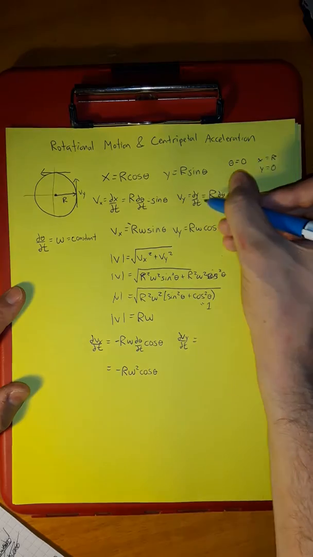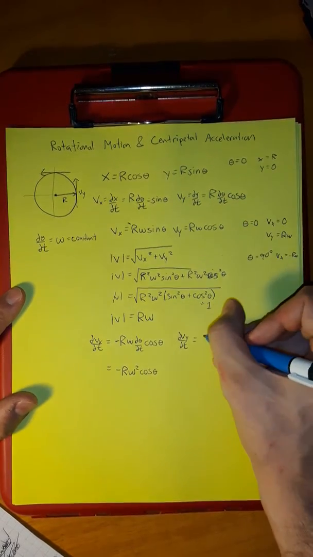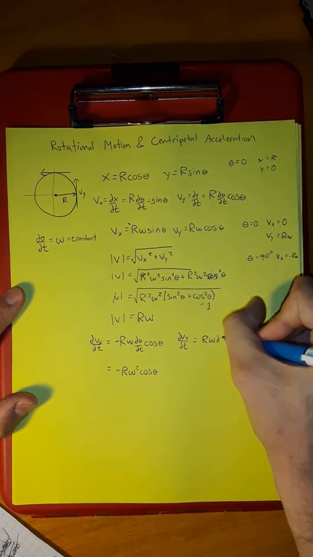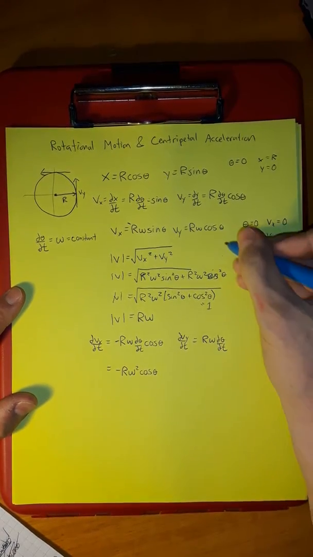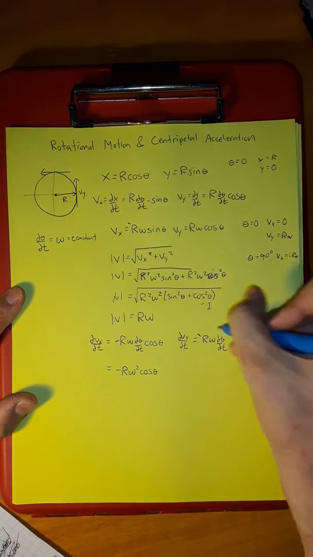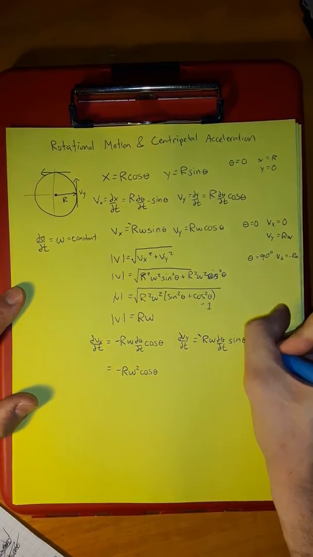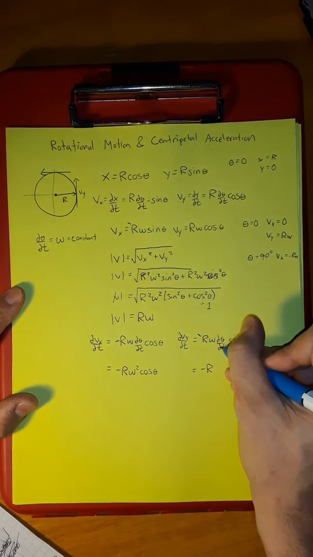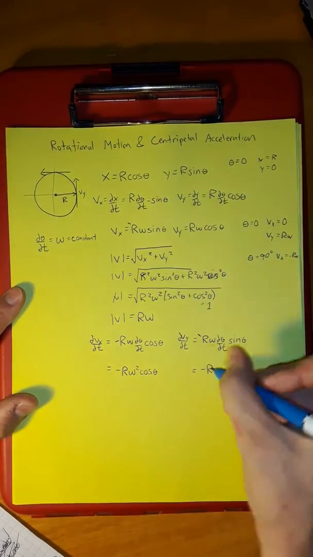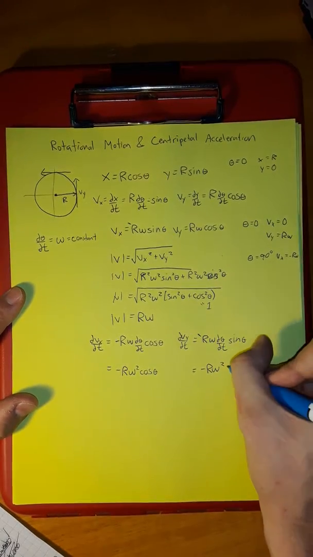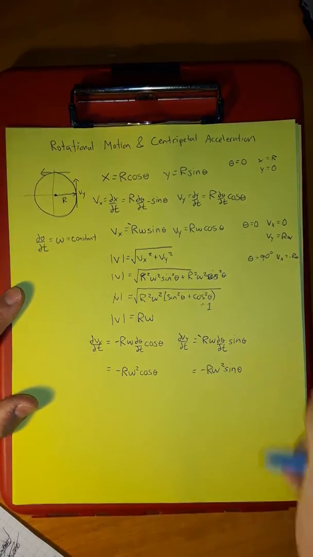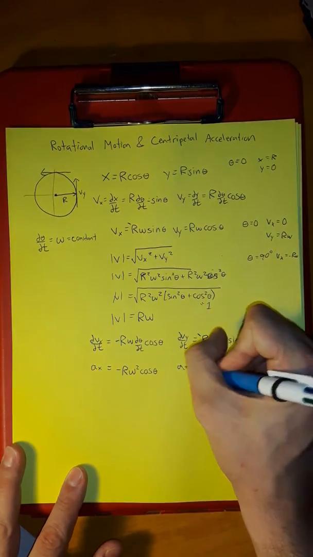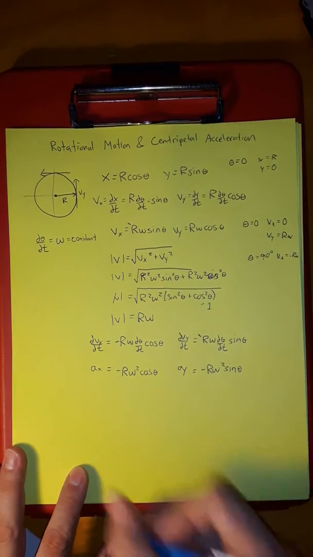and we'll have a similar argument for the y component. We will have r omega d theta by dt, and the derivative of cos is negative sine. I'll put that negative out front. And we're left with negative r omega squared sine theta. This is our x acceleration and our y acceleration.